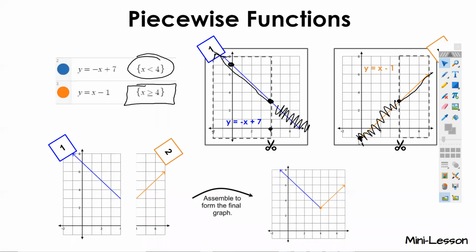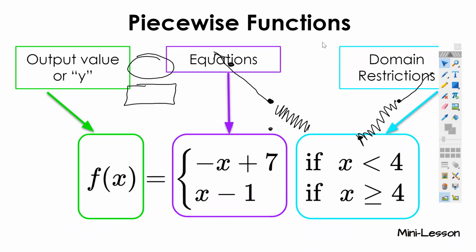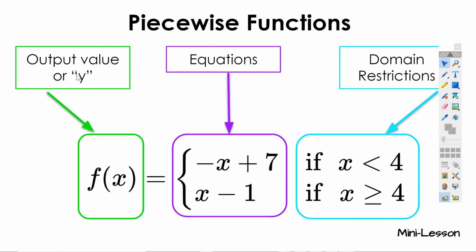That's how we do a piecewise. Literally, you're taking pieces of a graph and putting it together. So how these are always written is you say f of x is equal to, and they use this little bracket to say that these two pieces are going to go together. Now, here are our domain restrictions.